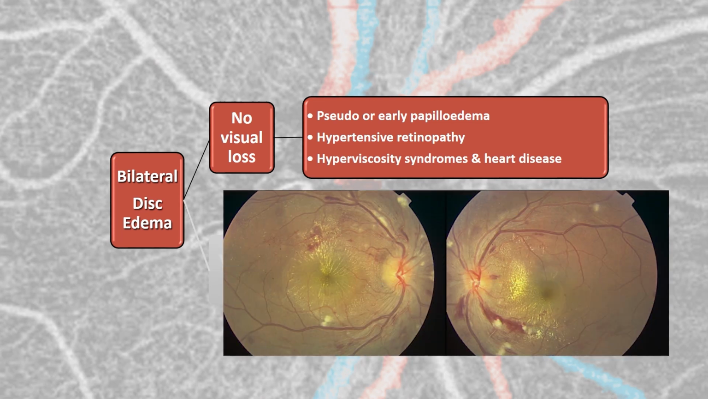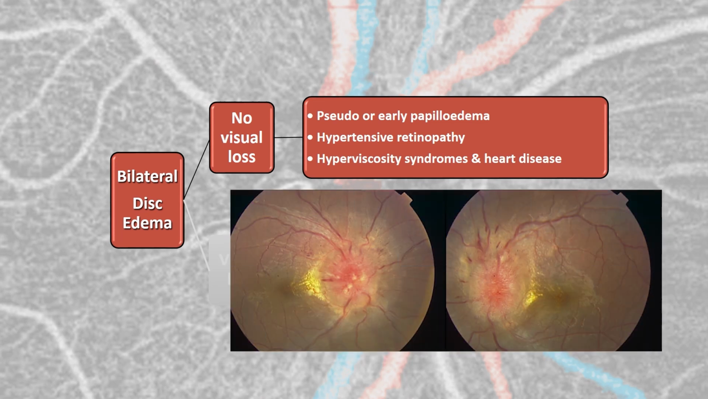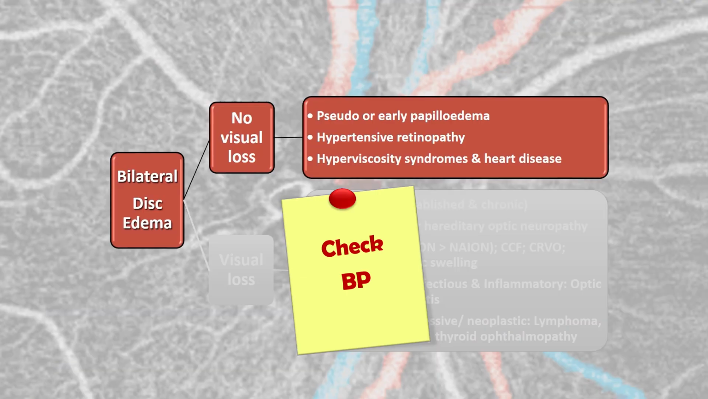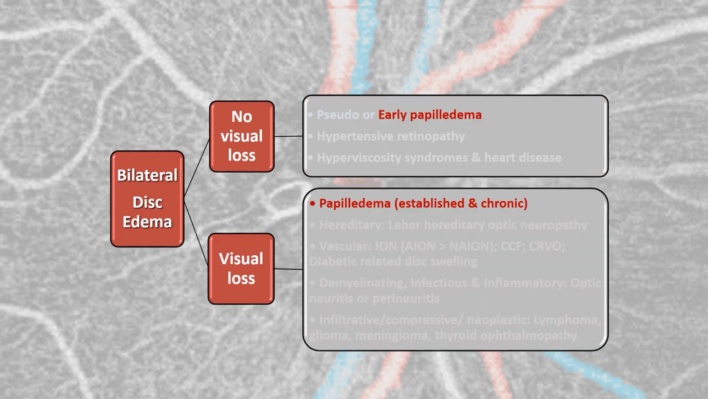Hypertensive retinopathy can present with disc edema of various grades, including malignant hypertension. Therefore, in all cases of bilateral disc edema, always check the blood pressure in the clinic. It can prevent a catastrophic systemic complication if timely intervention is done.